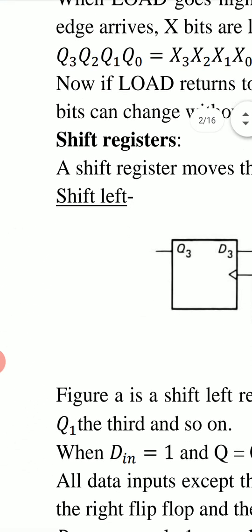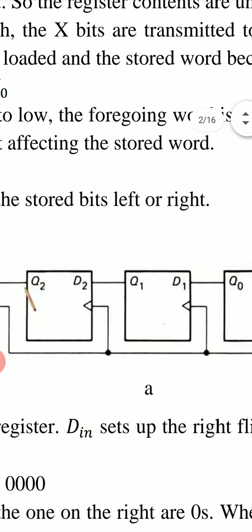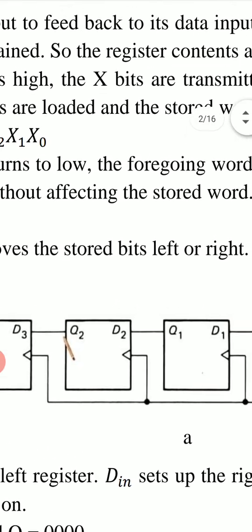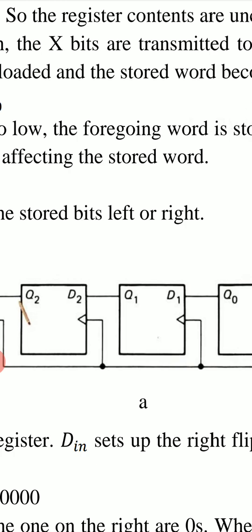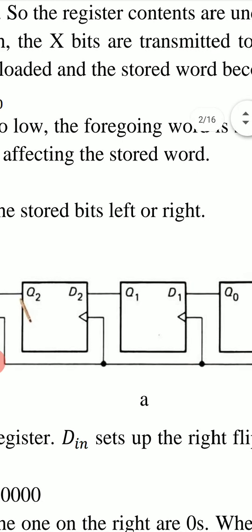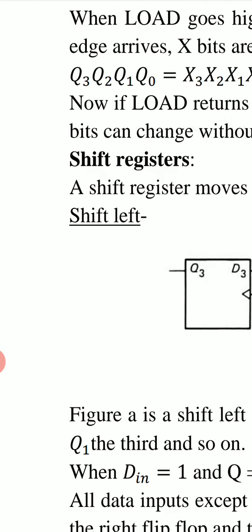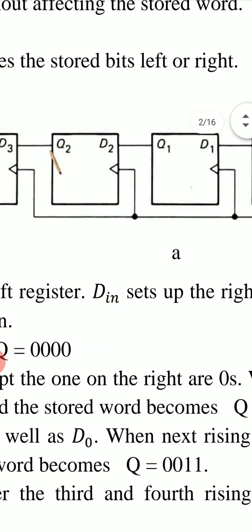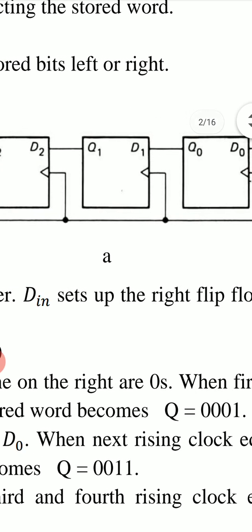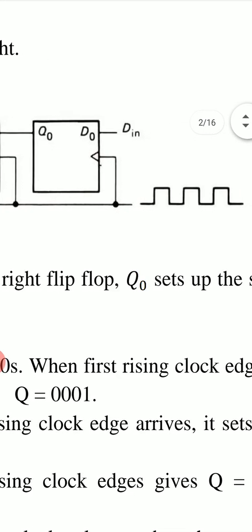Next is shift registers. A shift register moves the stored bits left or right. So there are 2 types of shift registers. One will shift the bits to the left, and the other shifts the bits to the right. Consider first this shift left register. Figure A is a shift left register. D in is for input. D in sets up the right flip-flop.